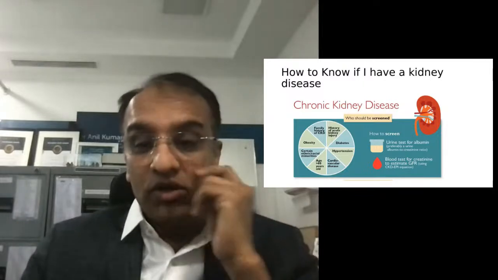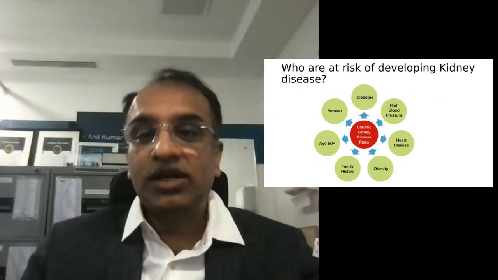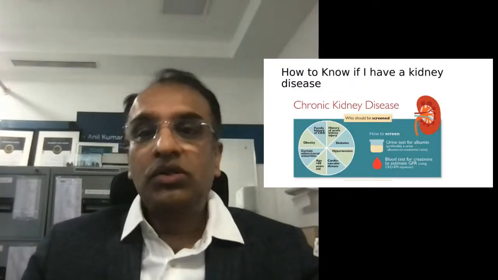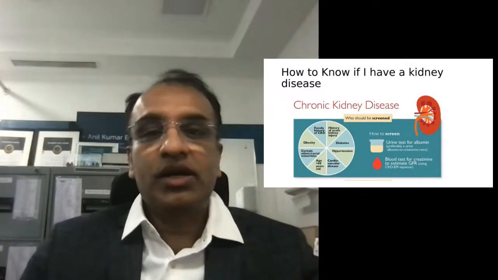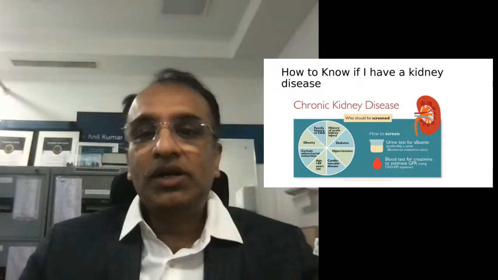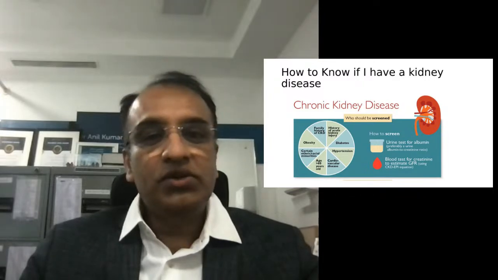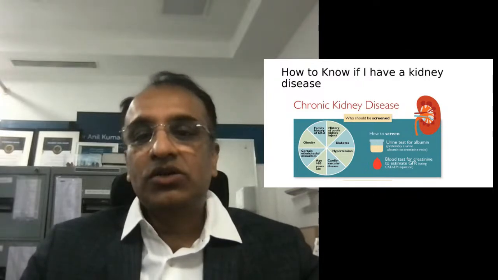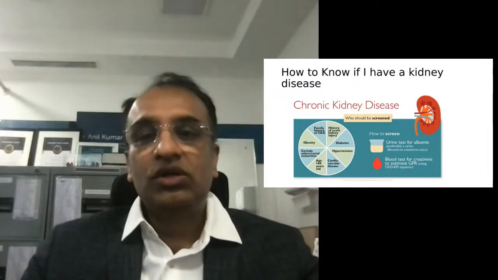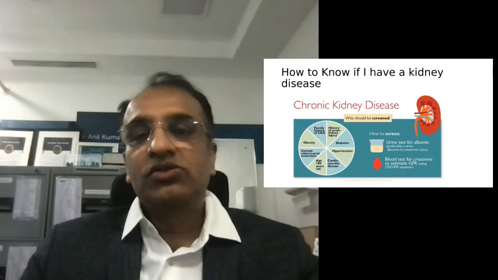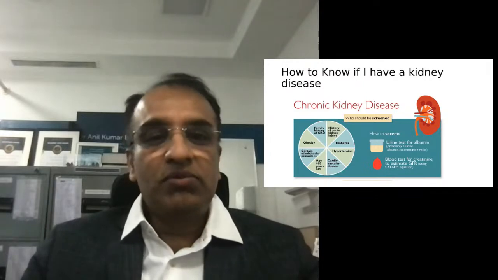And if you have any of these risk factors, how do you know whether you are suffering from chronic kidney disease? There are two simple tests we can do. One is a urine test for protein, albumin, to check whether albumin is there in the urine. We call it the urine albumin to creatinine ratio. That is one test. Earlier we also used to ask for urine microalbuminuria.